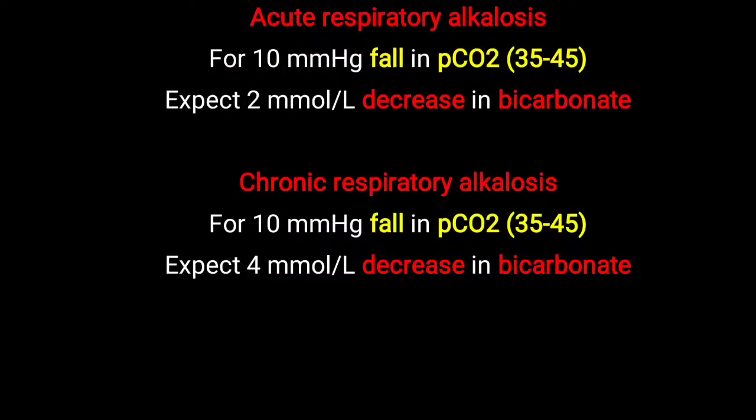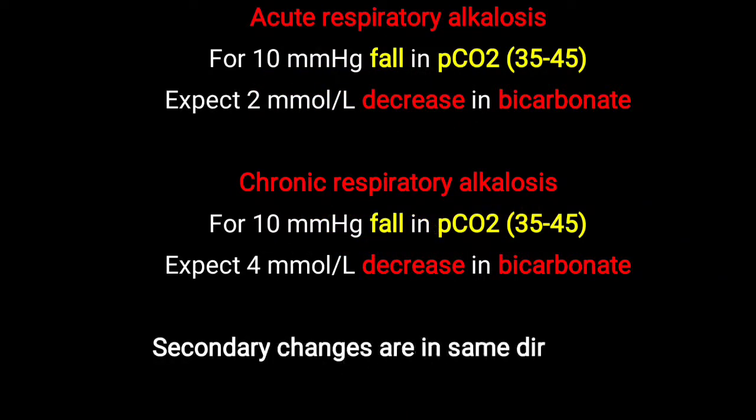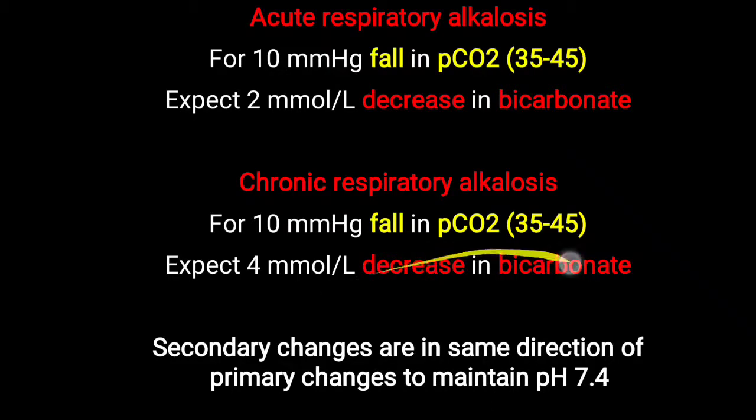So in an acute condition, there is less compensatory response, and in a chronic condition, more compensatory response is observed, but the pH change is greater in an acute condition and less in a chronic condition. That you have to keep in mind. Also keep in mind that the secondary change is always in the same direction as the primary change, to maintain the pH around 7.4.